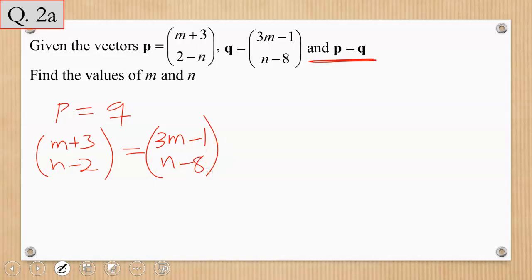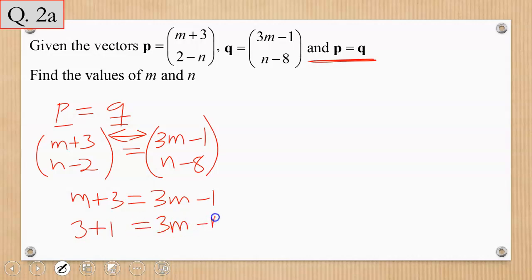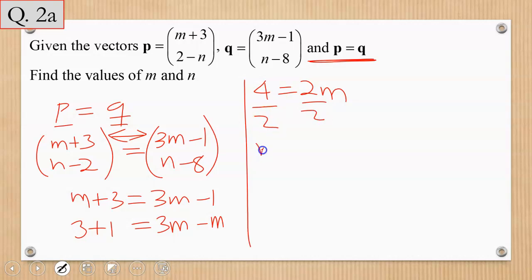And so if we say the two vectors are equal, then we can say that the x components are the same, and so m + 3 can be equated to 3m - 1. Now, grouping like terms, we can have 3 + 1 is equal to 3m - m. Makes sense, right? Good. Now I can have 4 is equal to 2m. If I divide here by 2, divide here by 2, my m becomes 2.